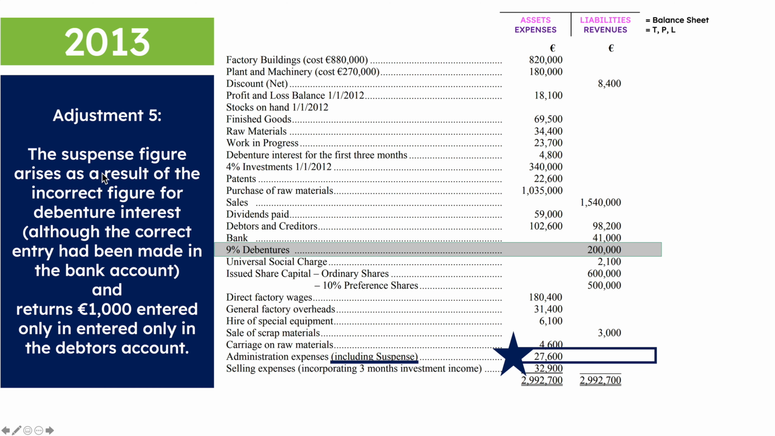2013, adjustment 5. So the suspense figure arises as a result of the incorrect figure for debenture interest, although the correct entry had been made in the bank account, and returns 1,000 entered only in the debtor's account. Okay, so let's have a look at this. So what we do, our 9% debentures here, 200,000. And our debenture interest for the first 3 months, they're telling us that this is incorrect.